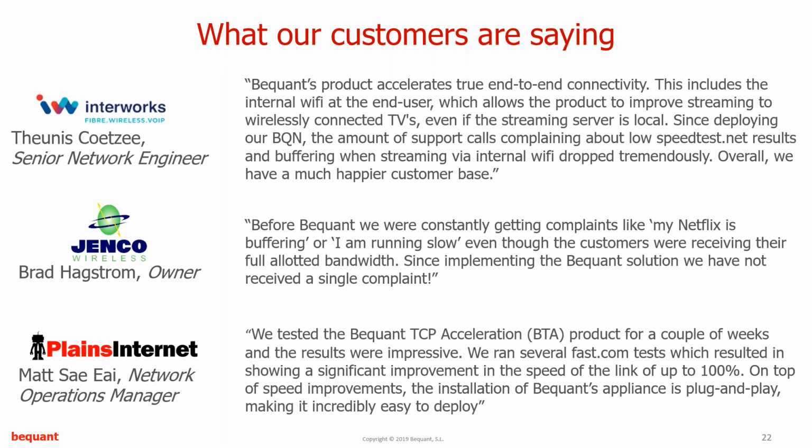This Genco Wireless is from the US. He had problems with Netflix for some customers. Now those problems stopped. Our improvement was enough that the complaints stopped when they installed us. And this Plains Internet is a fairly large network in Texas in the US. They got 4 servers. They saw improvements of up to 100% in the speed they could measure.